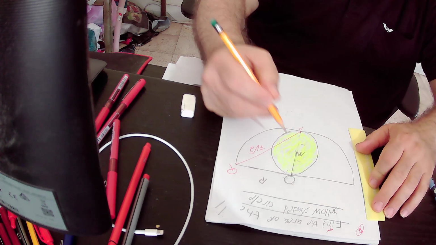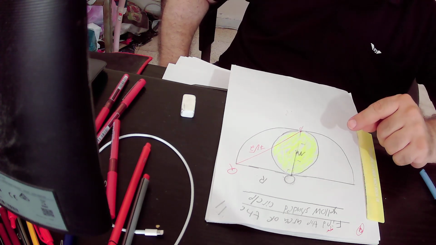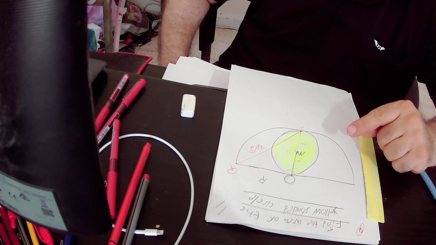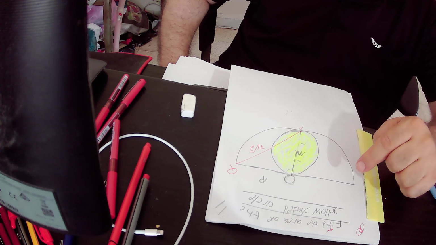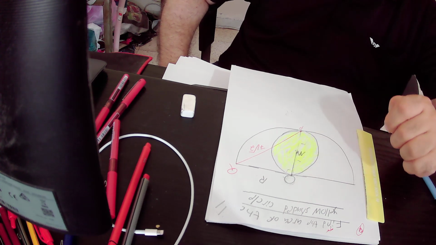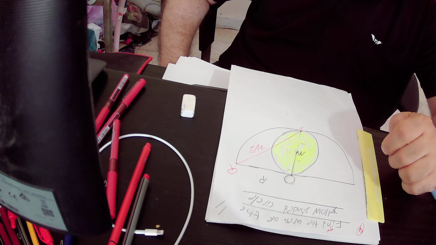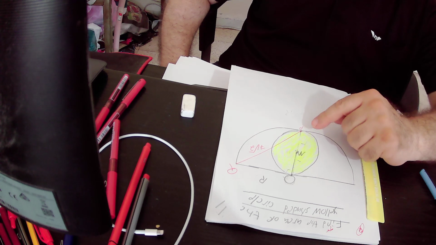So we connected the center of the yellow circle, which is at point M, and the center of the semicircle, which is at point O. And now we will connect point M and point P.